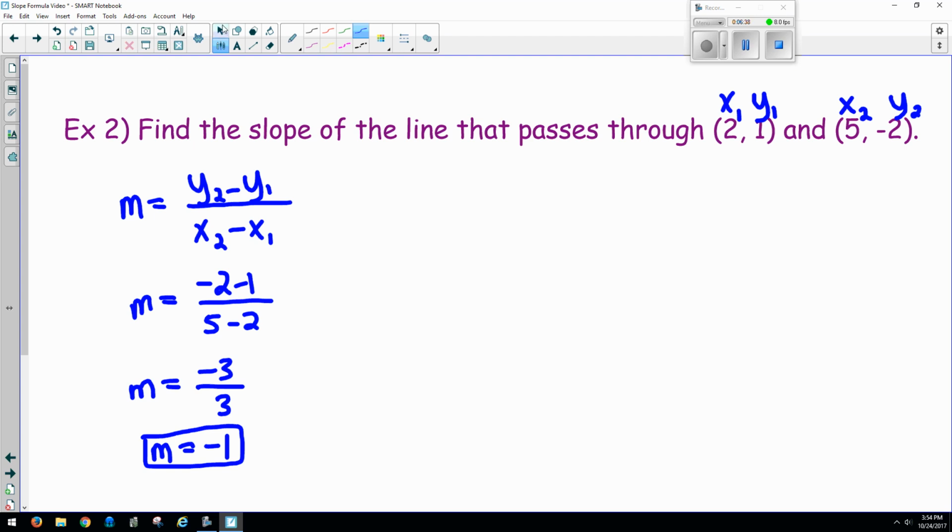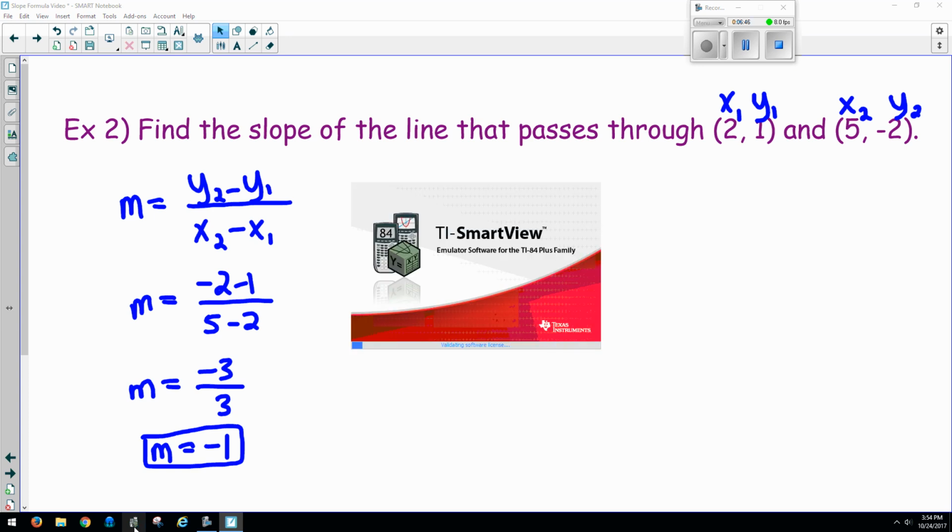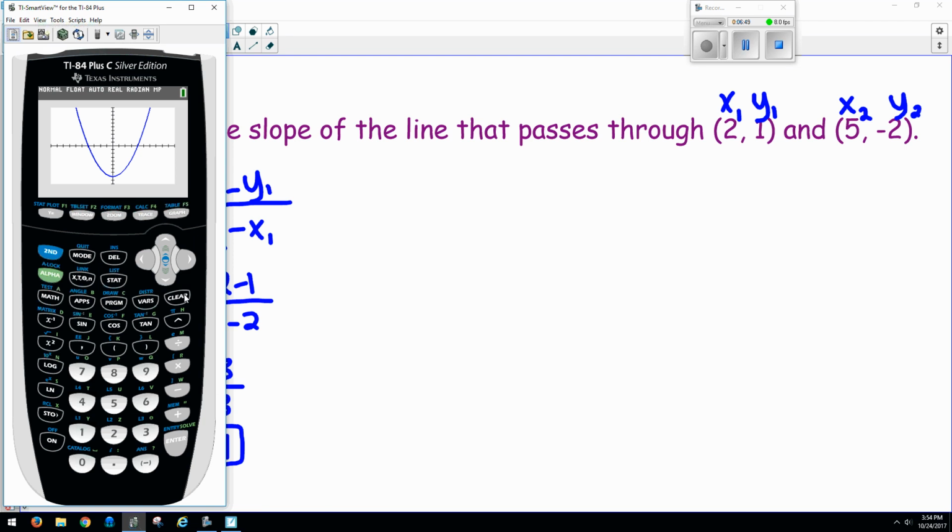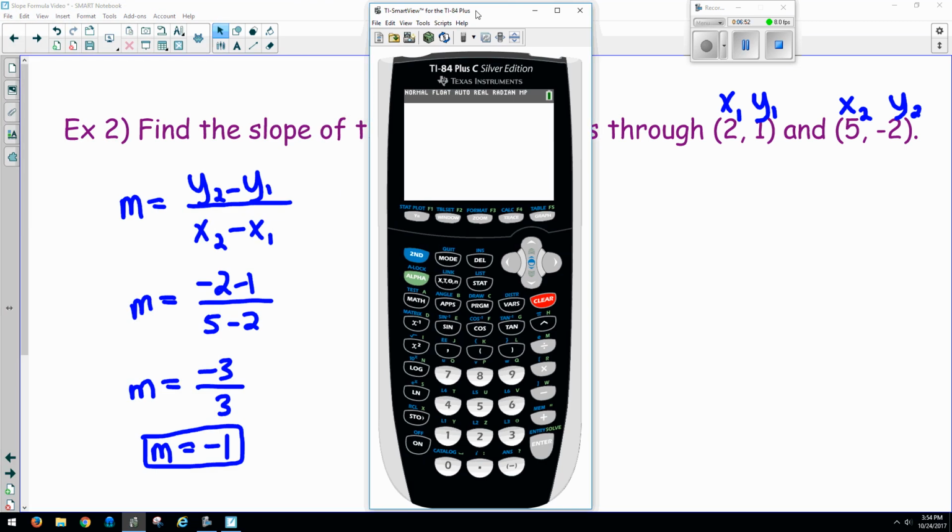I'm going to show you one more thing. And that's just a reminder that you're going to have this tool. And so let's say that you want to double check to make sure that you get -1. So make sure you substitute correctly and don't forget about that fraction key. Alpha y equals enter. And I'm just going to type this numerator exactly as it is. -2 minus 1, arrow down to the denominator, 5 minus 2, enter, and I do get -1.